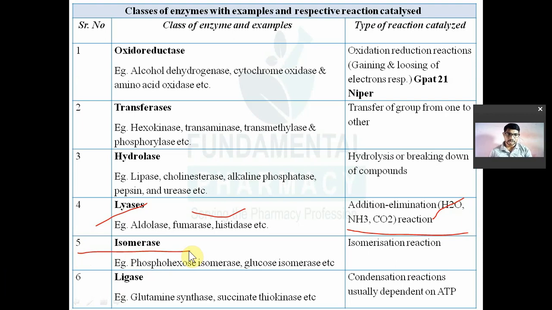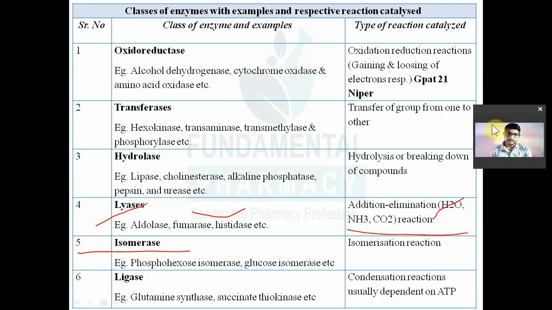For example, phosphohexose isomerase. You might have seen it in glycolysis, the third step. Glucose 6-phosphate is converted to fructose 6-phosphate by the isomerase enzyme. So an isomerization reaction is catalyzed by a category of enzyme known as isomerases. Phosphohexose isomerase, then glucose isomerase, etc., are involved in isomerization reactions.